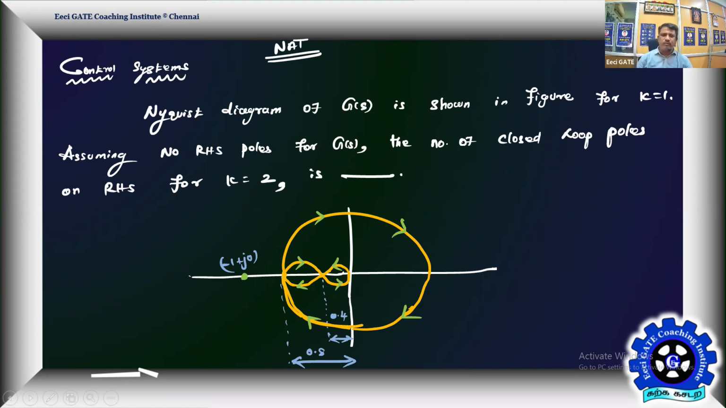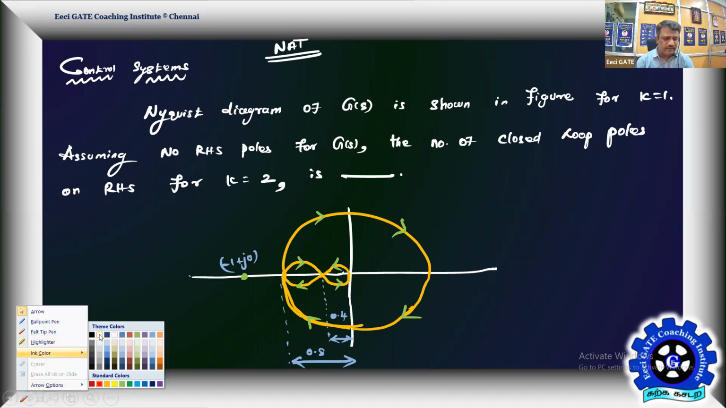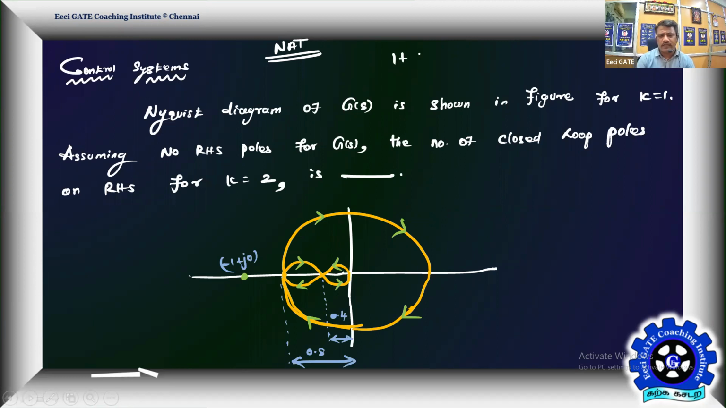That data is very important. You have to understand for what K it is given. The Nyquist diagram of system G of S is given for K equal to 1. You can immediately feel that the characteristic equation of the given system is 1 plus K into G of S H of S equal to 0. Usually that's the characteristic equation, where K is a variable, and now K is given as 1.